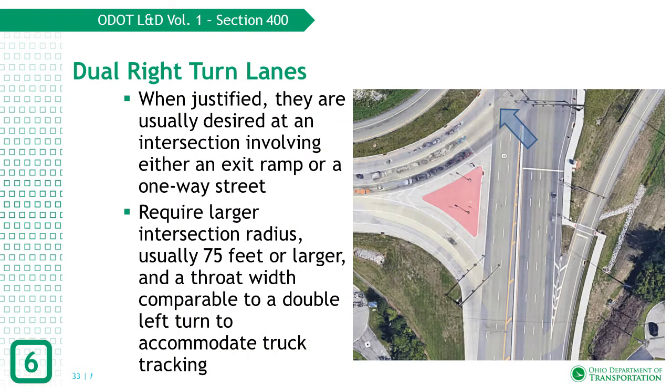Dual right turn lanes can be used at the end of a ramp terminal when a heavy right turn is present and there is a desire to minimize the queue when you have limited length of the ramp before it gets onto the main line. Another opportunity to use these is when a single right turn lane is over capacity.